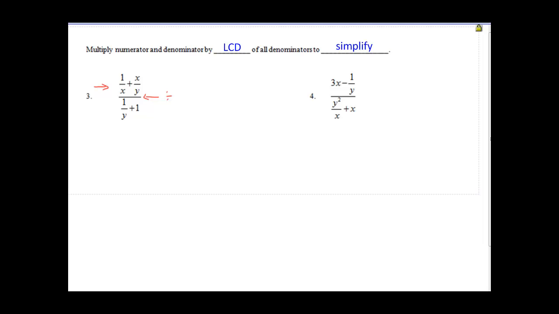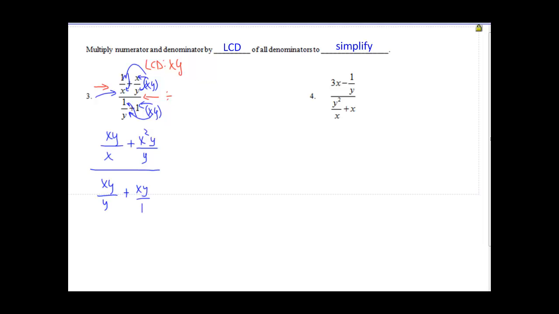So the common LCD is, we're going to need an x, we're going to need a y, and then on the bottom we need a y. So we're going to multiply this whole thing by x times y. If we multiply it by 1, we're going to get x times y over x plus, this becomes x squared y over y, or you can look at it as x times x, divided by, if we do the same thing on the bottom, xy over y plus xy, and if you want, you can put it over 1.